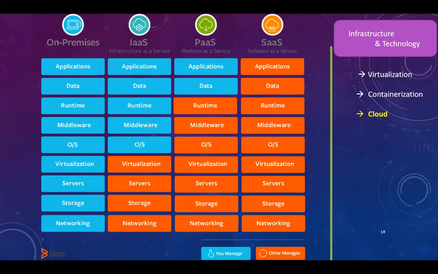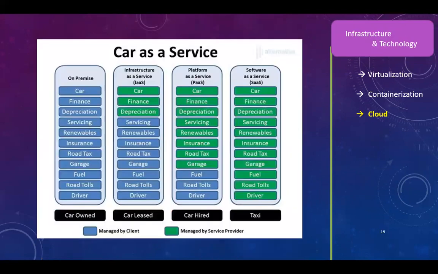For PaaS, there are OpenShift and others. For IaaS, we have Amazon and many providers like Azure. On-premises is there in most of the companies, and that is what we are still trying to migrate from. Here is the analogy of a car as a service. On-premises can be compared to a car which is owned, infrastructure as a service to a car which is leased, platform as a service to a car which is hired, and software as a service to a taxi.